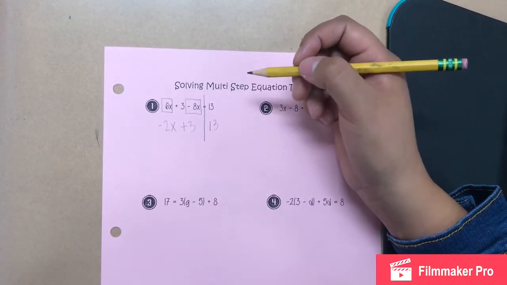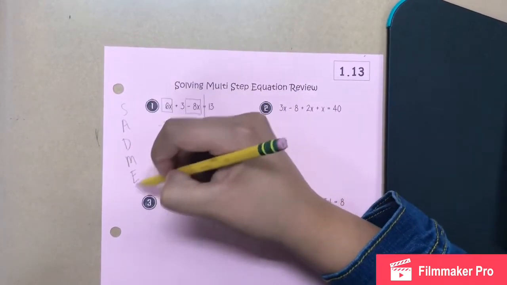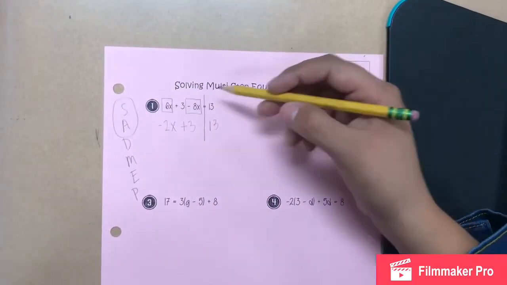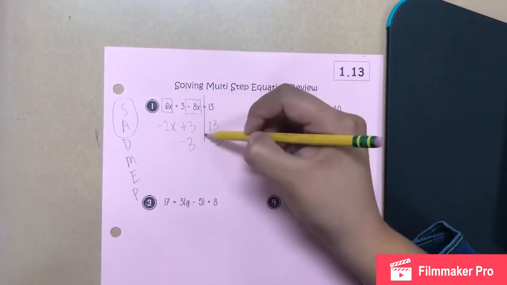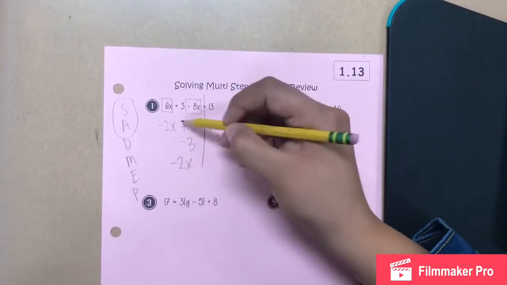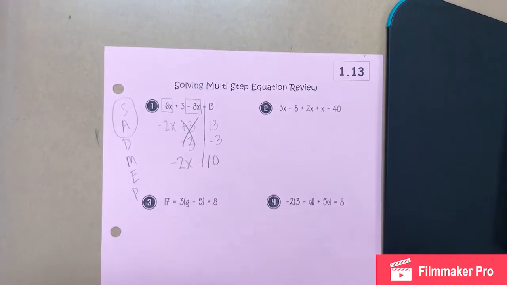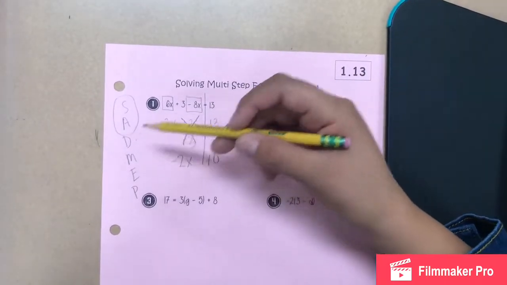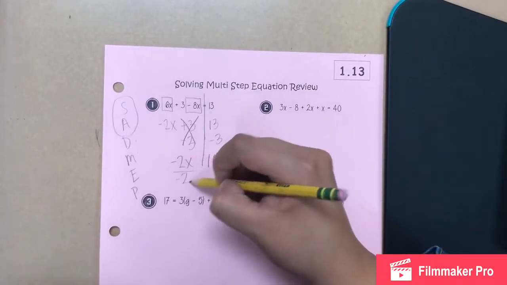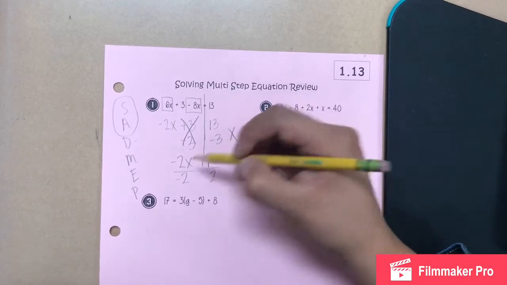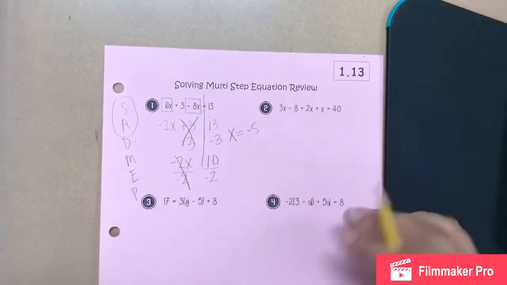Then it becomes a simple two-step. So we follow SADMEP as we're working through the two-step, which means I take care of any subtraction or addition first. So since I see plus 3, the inverse of adding 3 is to subtract 3 to both sides. So I have negative 2x, the 3's cancel, 13 minus 3 is 10. And then the next step is division or multiplication. Since I see multiplying negative 2 times x, the inverse of that is to divide by negative 2 to both sides. So x, because those negative 2's cancel, equals 10 divided by negative 2 is negative 5.